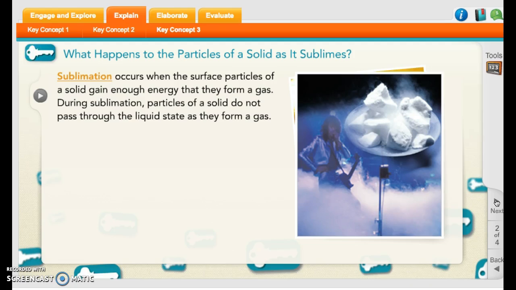A good example of this is dry ice. Carbon dioxide wants to be a solid at very cold temperatures. But when you bring it into a room, it turns right into a gas. That's why we get cool fog machine effects.